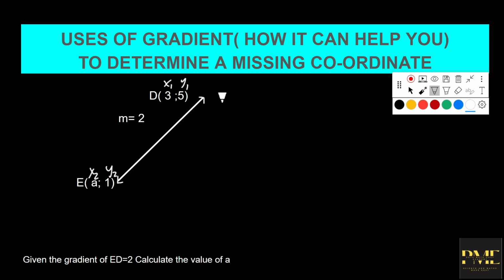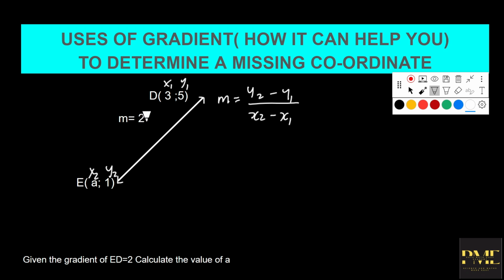So i-gradient line ED izothi m is equals to change in y, okay, over change in x. Okay, so y2 minus y1 over x2 minus x1. So the only thing also uzoyenza is to just substitute ama-coordinates akho, okay, and the gradient yakho wherever you see your gradient, okay? So bukani ke magic.